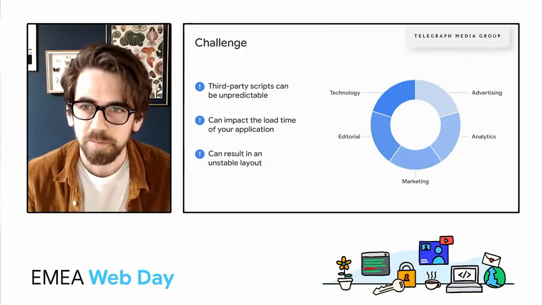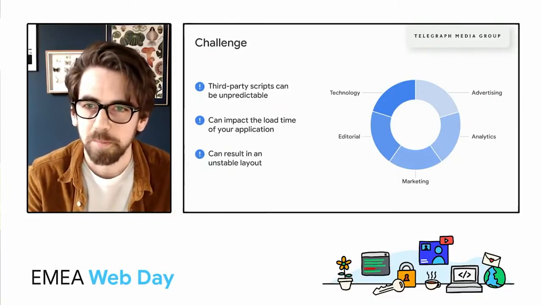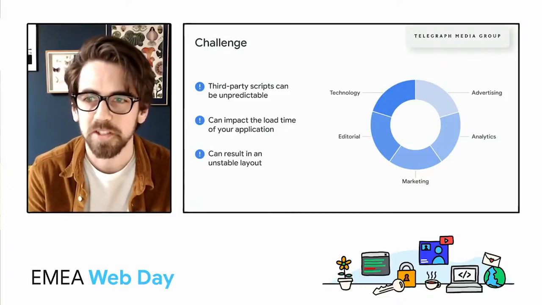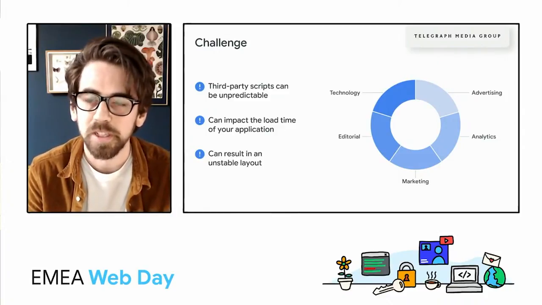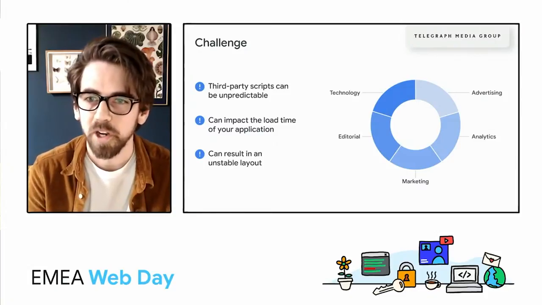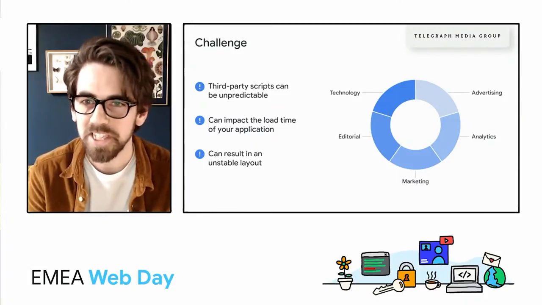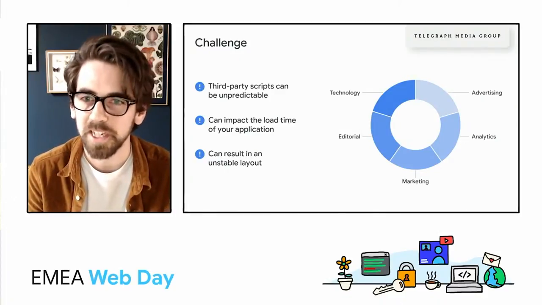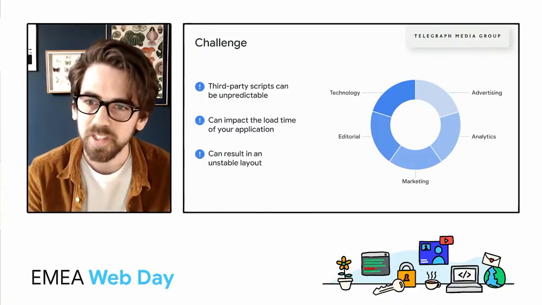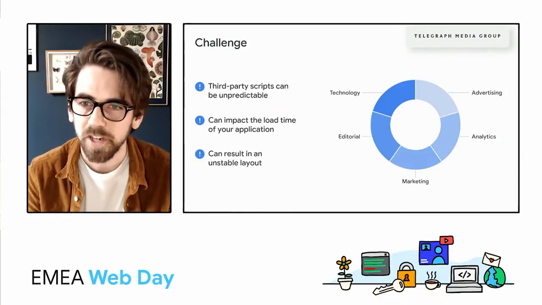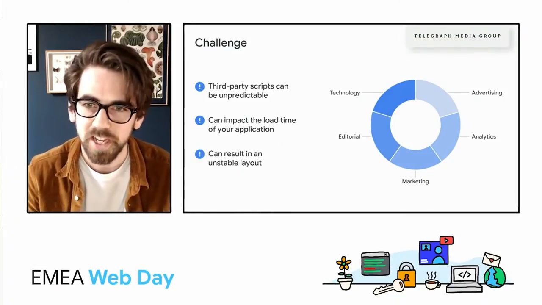So at The Telegraph, we use third parties for many useful areas of our application. The core technology team work with third party providers for web content, so that could be comments or the paywall. The editorial team embed content in articles, so that could be YouTube videos or tweets. The marketing team run A/B tests, tracking pixels, custom pages. The advertising team have a lot of external requests and advert bidding. And the analytics team have JavaScript includes for tracking behavior. So these are all really useful areas of the site for our end users and for the Telegraph.